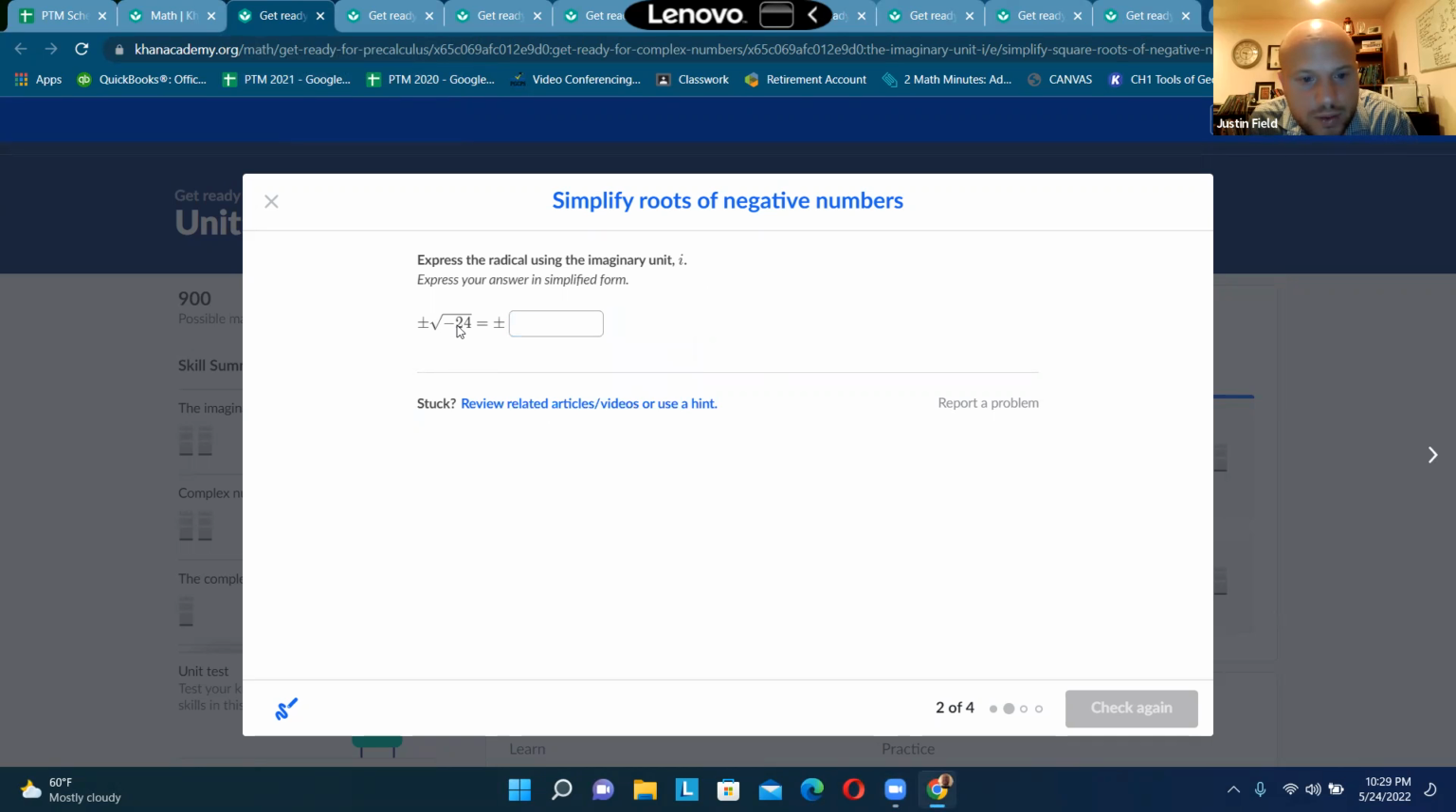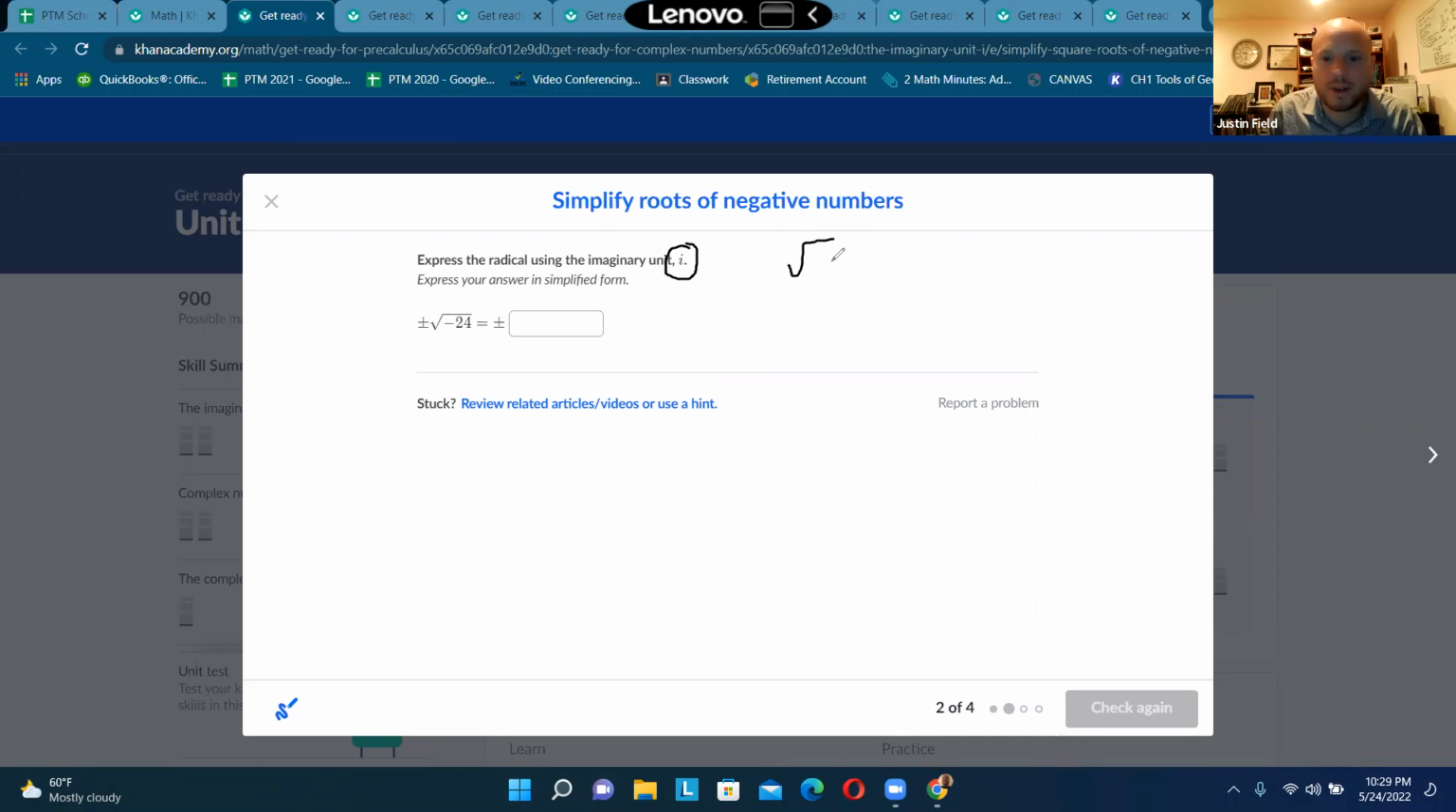So what is the square root of a negative? We know we can't take the square root of a negative, so we use the letter i. So the square root of negative 25 would be 5i. The square root of negative 23 would be i times the square root of positive 23.